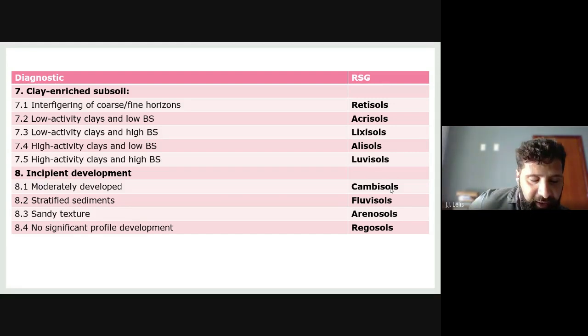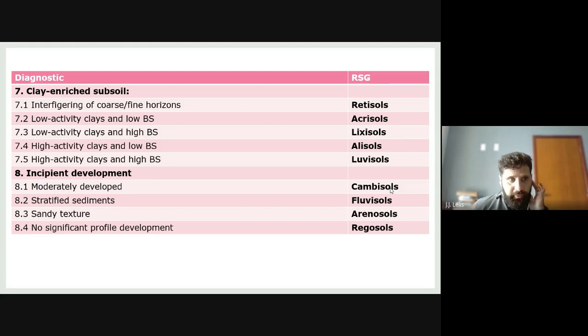Okay, if we have low activity clays and low base saturation, we call the soils Acrisols, soils that possess an argic horizon, and this argic horizon is related to soils that possess low activity clays and an increase of clay content in the subsurface horizon.